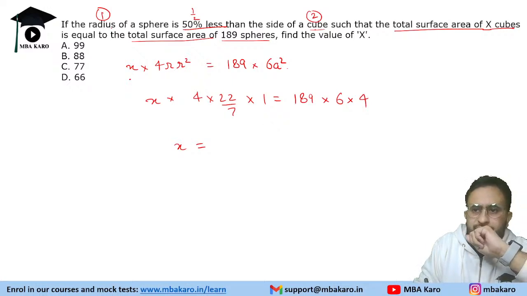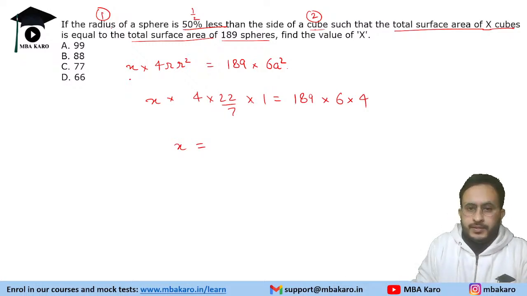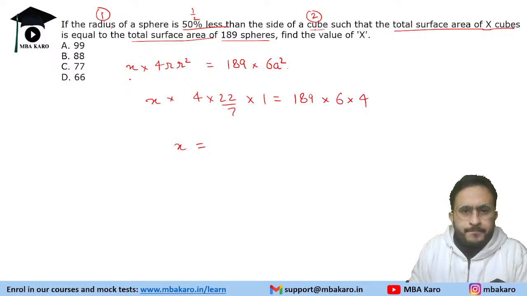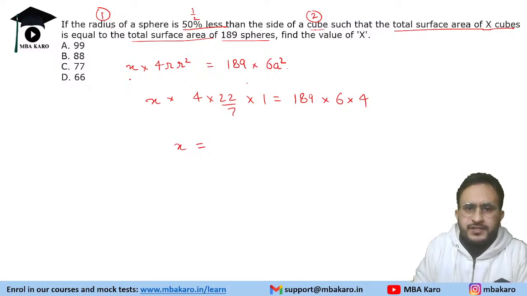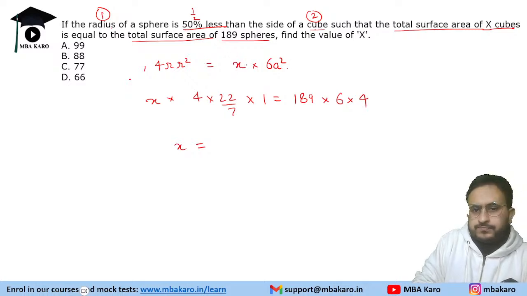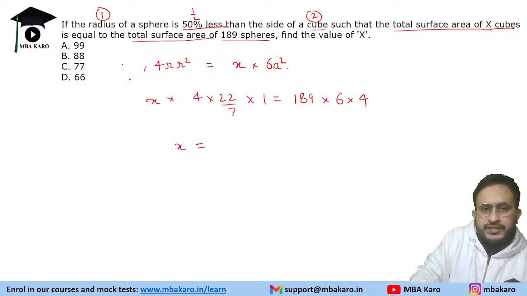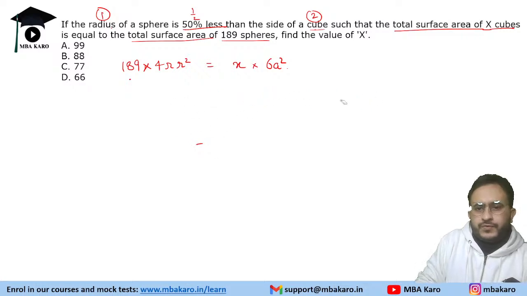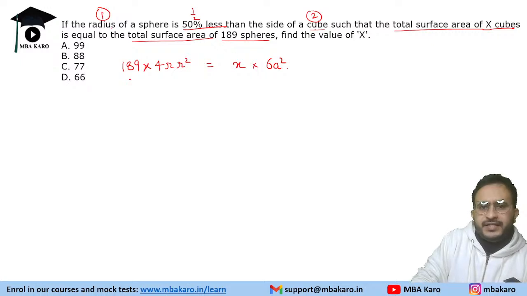so total surface area of x cubes is equal to total surface area of 189 spheres, sorry, I have written it the other way around. x इधर की साइड आएगा. Okay, x into 6a square is 189 into 4 pi r square. So x will come this side. So we have x cubes. So this is the total surface area.